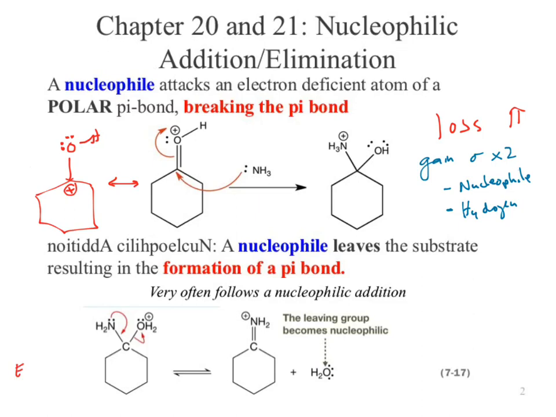So we are now doing an elimination because we formed a pi bond. What had to happen? A leaving group has to leave. That leaving group is a nucleophile. So what we're looking at is a nucleophilic elimination. Slightly different variation from the eliminations that we've seen before, which were technically electrophile eliminations.